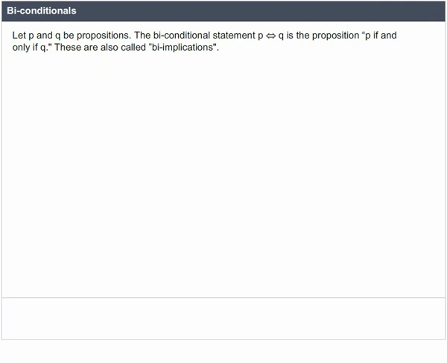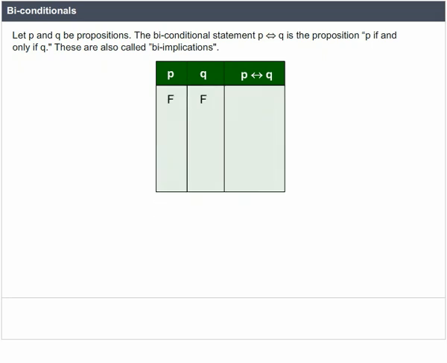Biconditionals. Let P and Q be propositions. The biconditional statement P if and only if Q is the proposition P if and only if Q. These are also called bi-implications. The table has 3 columns. First column P, second column Q, third column P if and only if Q. First row: P is F, Q is F, then P if and only if Q is T. Second row: P is F, Q is T, then P if and only if Q is F. Third row: P is T, Q is F, then P if and only if Q is F. Fourth row: P is T, Q is T, then P if and only if Q is T.